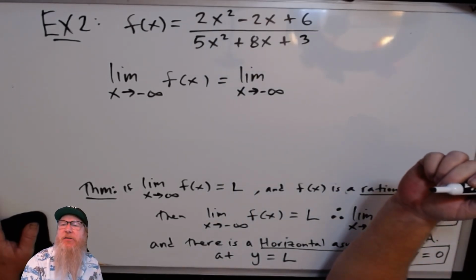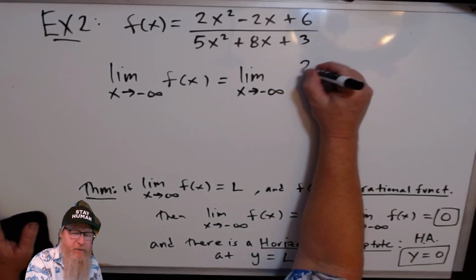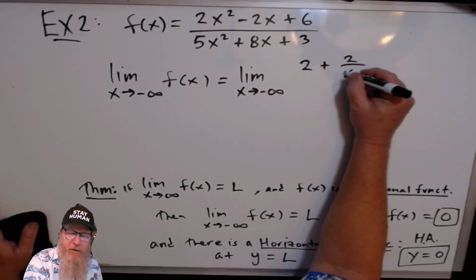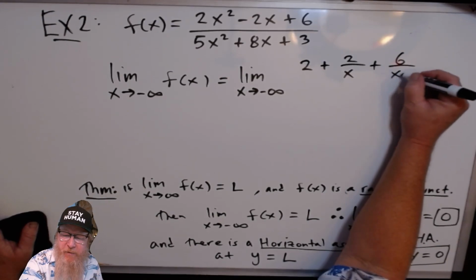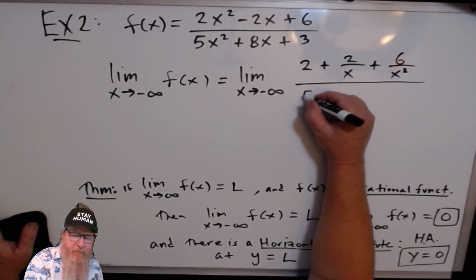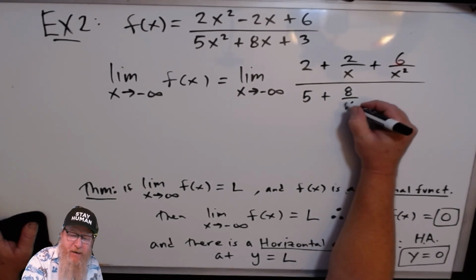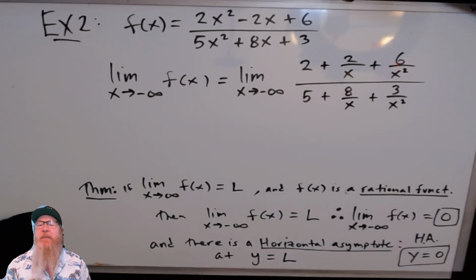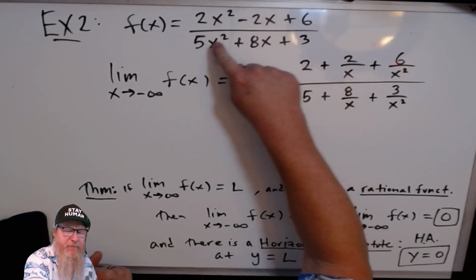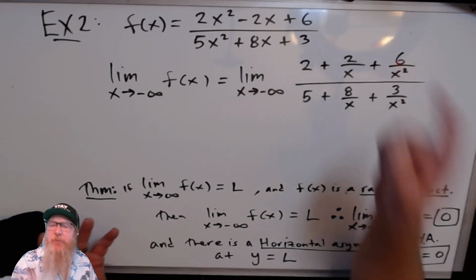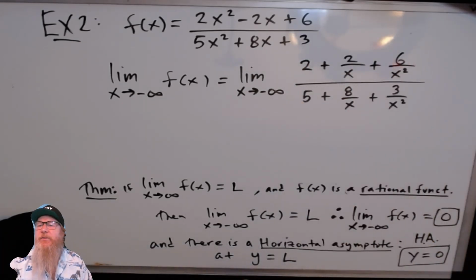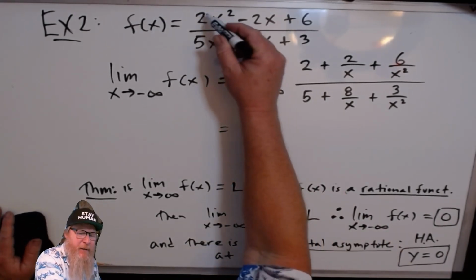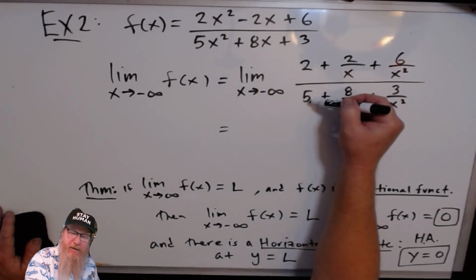Dividing everybody by x squared, right? That's the largest power of x. So you're going to get 2 plus 2 over x plus 6 over x squared, and then 5 plus 8 over x plus 3 over x squared. This is where the mental math algebra really comes in handy. All of these terms are being individually divided by x squared. You will notice a very distinct pattern. The largest powers are both x squared, so that's how you get the 2/5.